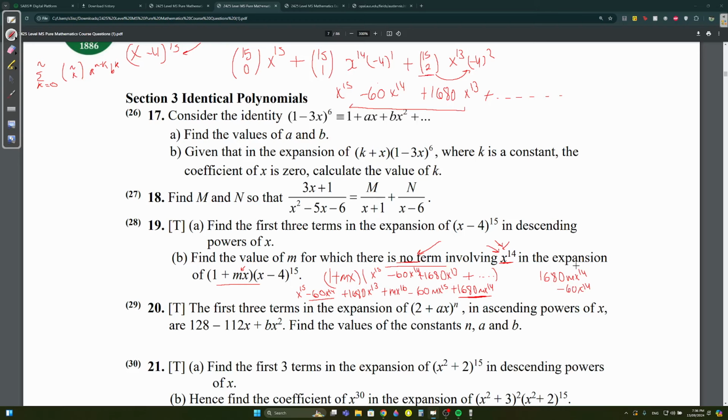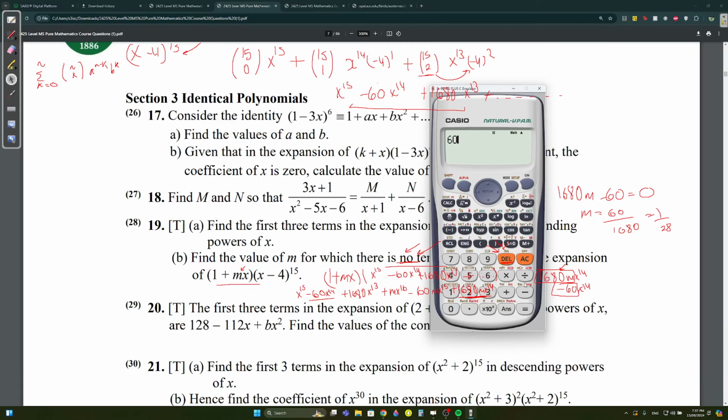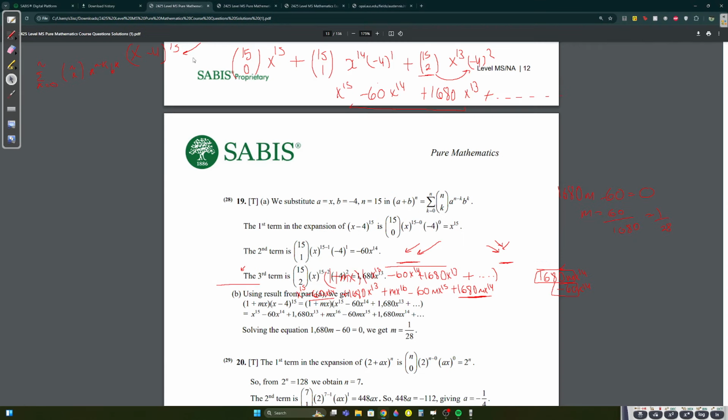When you have two like terms, we can combine them by adding their coefficients. So what is the coefficient of x to the power 14? It's 1680m minus 60. And we know the final coefficient is equal to 0, since they want no term. Can we find m? Yes, we can. It's going to be 60 divided by 1680, which is equal to 1 over 28. Let me just double check this. I'm not 100% sure. 60 divided by 1680. Yeah, 1 over 28. Okay, m is equal to 1 over 28. Is that correct? Yes.